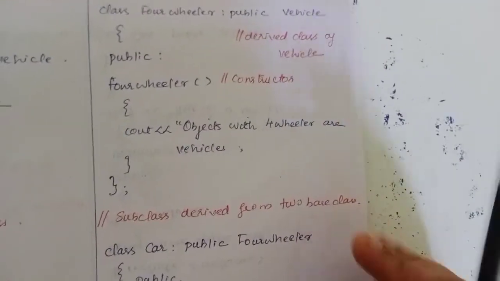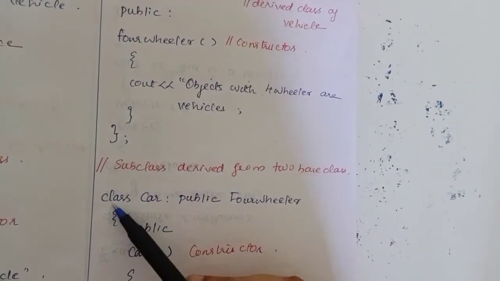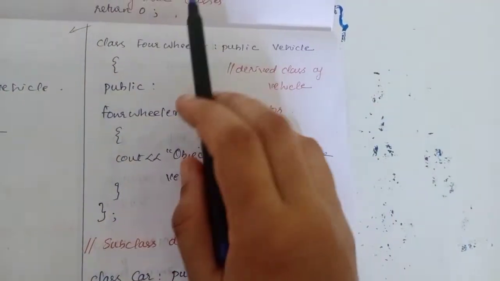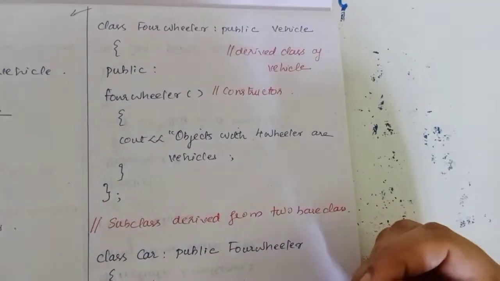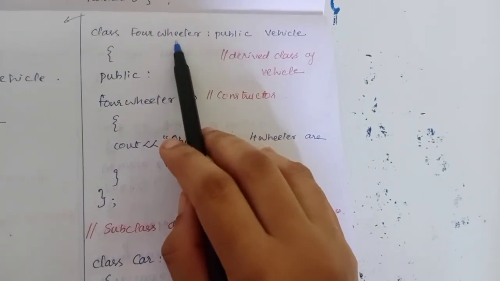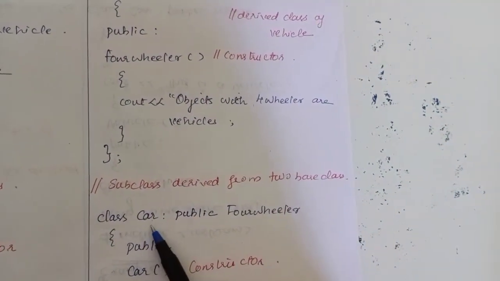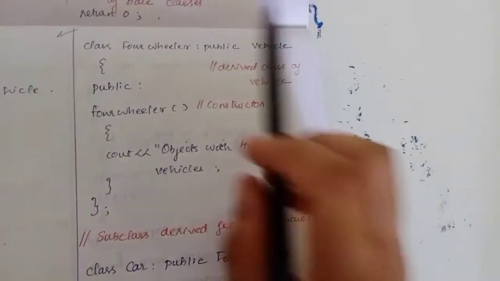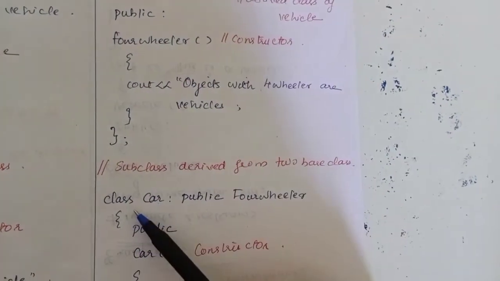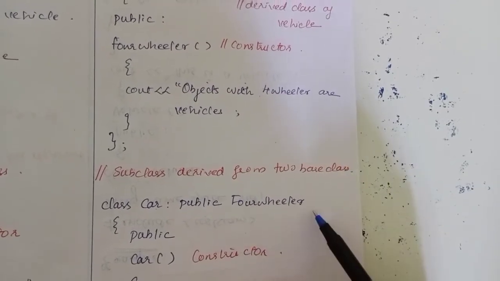Again I am going to create a derived class, car. Now the base class of this derived class is four-wheeler. So this is the next level. Four-wheeler is the derived class of vehicle, and the next one is car. Car is the subclass of four-wheeler. So this is the next level. Class car public four-wheeler. Here this four-wheeler acts as a base class.